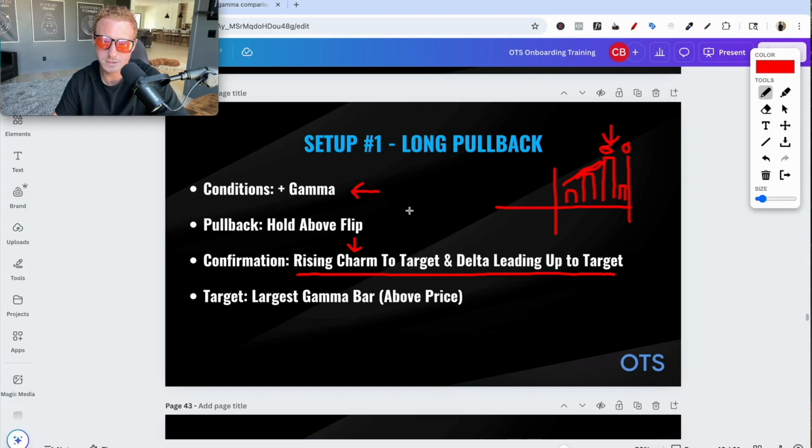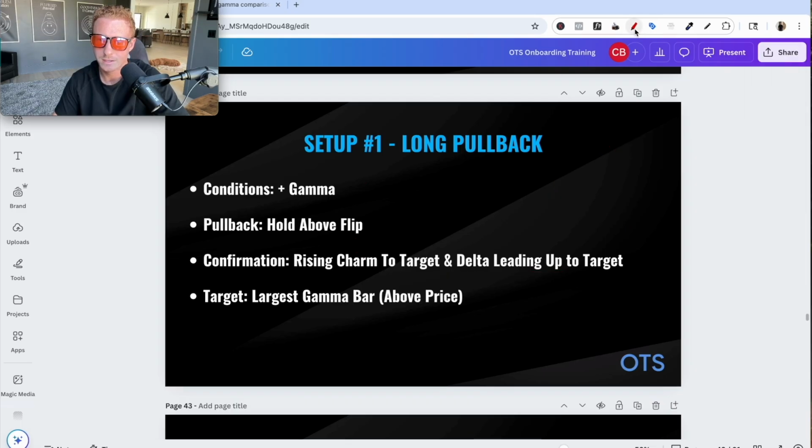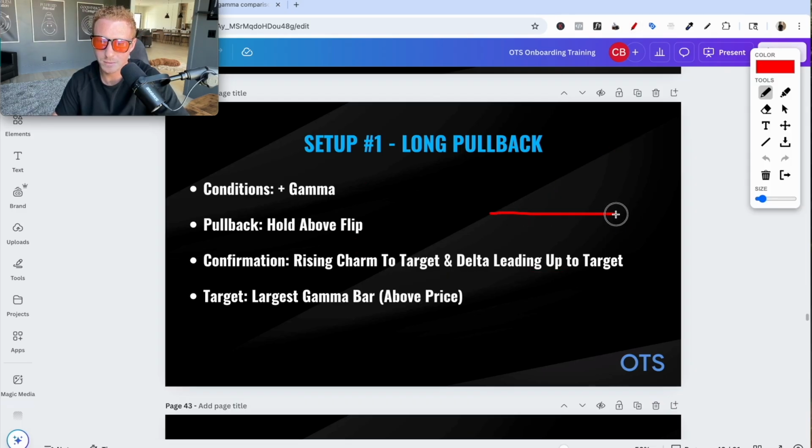And we also want to see delta. Delta, you don't have to be as picky about, but essentially if price is right here, we have a target up here. We also want to see a big delta bar. It doesn't matter the order of the bars. We just want to see some positive delta, meaning there's bullish interest up here. That's essentially what you want to see: delta leading up to the target.